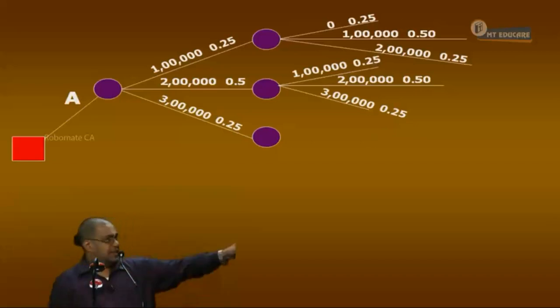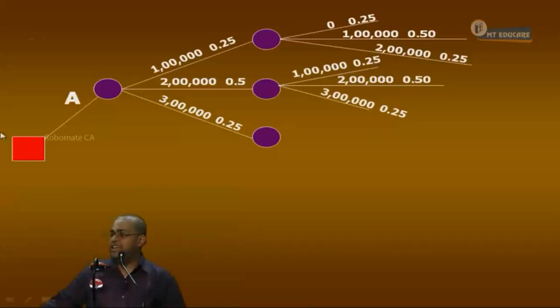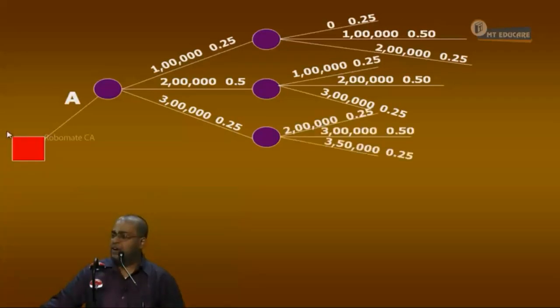Now, if the first year cash flow is 3 lakhs, the second year cash flow can be 2 lakhs or 3 lakhs or 3 lakhs 50 with a probability of 0.25, 0.5 and 0.25. This is the decision tree having all the 6 possibilities. Respond yes or no. Okay.